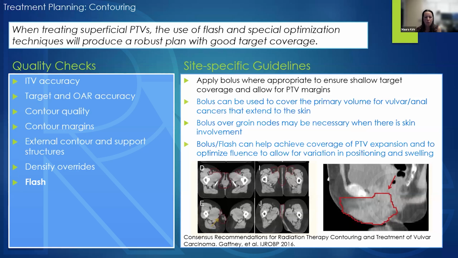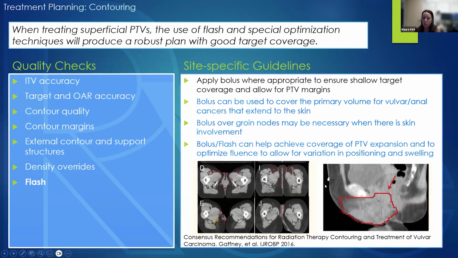So for flash, when we have really superficial targets, we want to consider if bolus should be used and what else we need to think about in our planning. Bolus can be used to cover the primary volume for vulvar and anal cases that extend to the skin. Bolus over the groin nodes can also be necessary if there's skin involvement or if those groin nodes are very, very shallow. And bolus or flash can help to achieve coverage of the PTV with an expansion.